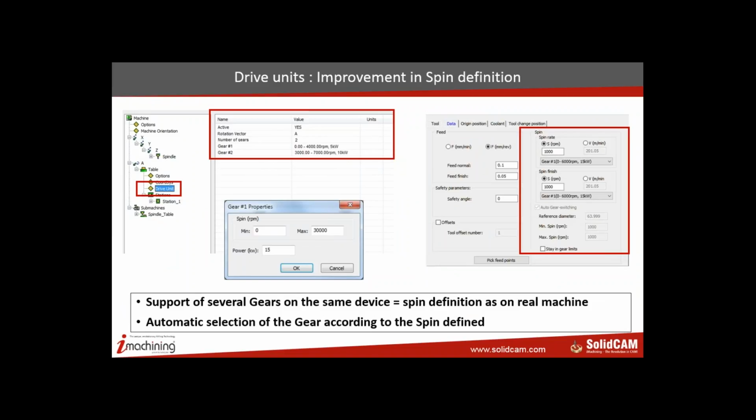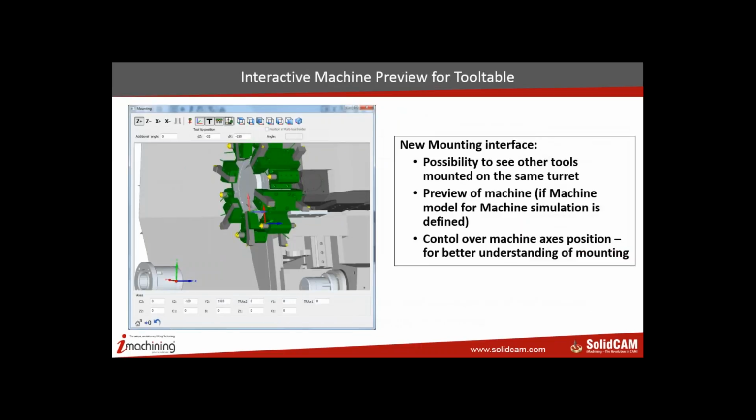Drive units within the turning now support several gear ranges on the same device, spindle, speed, etc., as on a real machine. Automatic selection of the gear according to the spindle speed that you want to achieve is all now added in the Milturn module.